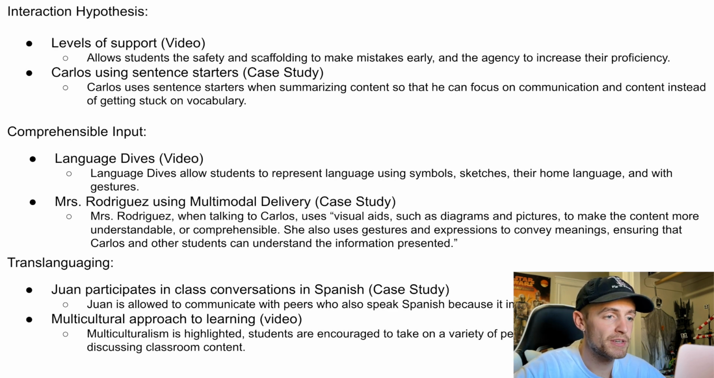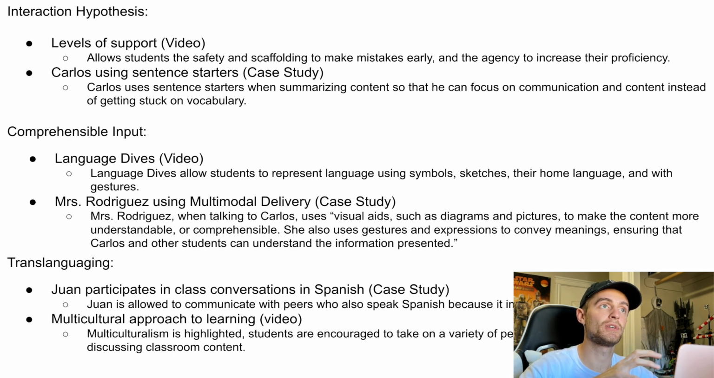So the first place that I saw the interaction hypothesis used was in the levels of support scaffolding from the video. This allowed students the safety and scaffolding to make mistakes early and then the agency to increase their proficiency. And this relates to the interaction hypothesis because the scaffolding is going to allow students all of the background and language frames that they need to communicate effectively while focusing on communicating content and giving them as many opportunities as possible to speak without having to worry about getting stuck on vocabulary.